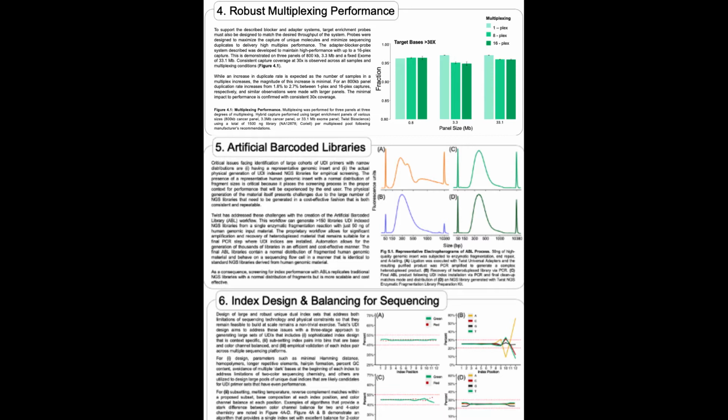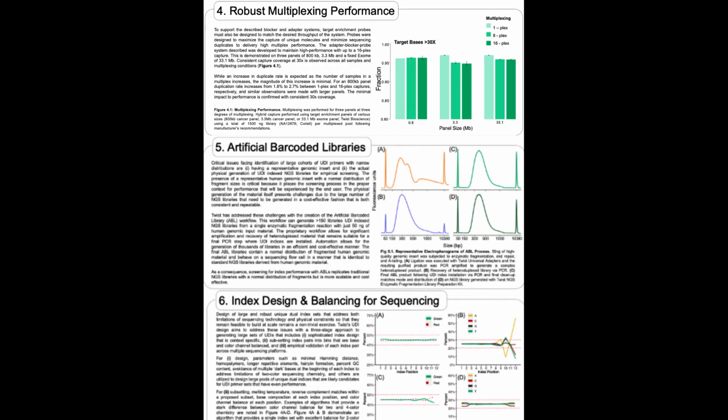Now, taking the two areas that I just discussed, which is adapter blockers and universal adapters, we can now demonstrate that we can use these products in concert and demonstrate great multiplexing performance across a wide variety of different panel sizes. Now, on this graph, we actually have 3 different panel sizes representing 0.8, 3.3, and 33.3 megabase of targeted sequence, and 3 different multiplex pools that either contain a single sample, 8 samples, or 16 samples within their multiplex pools.